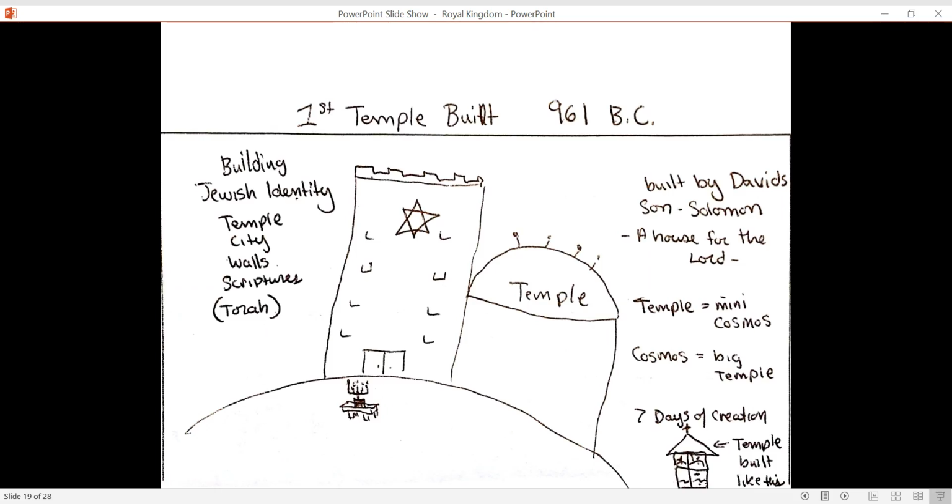But in the end, he completes a building project, and that was building the temple. And this is where we're going to come to our conclusion. The first temple is built. That also implies that that temple won't last forever. The building of it is a building of Jewish identity. The completion of the temple completes this idea of what it means to be Jewish. The temple, the city, the walls, and the scriptures together completed the Jewish identity.